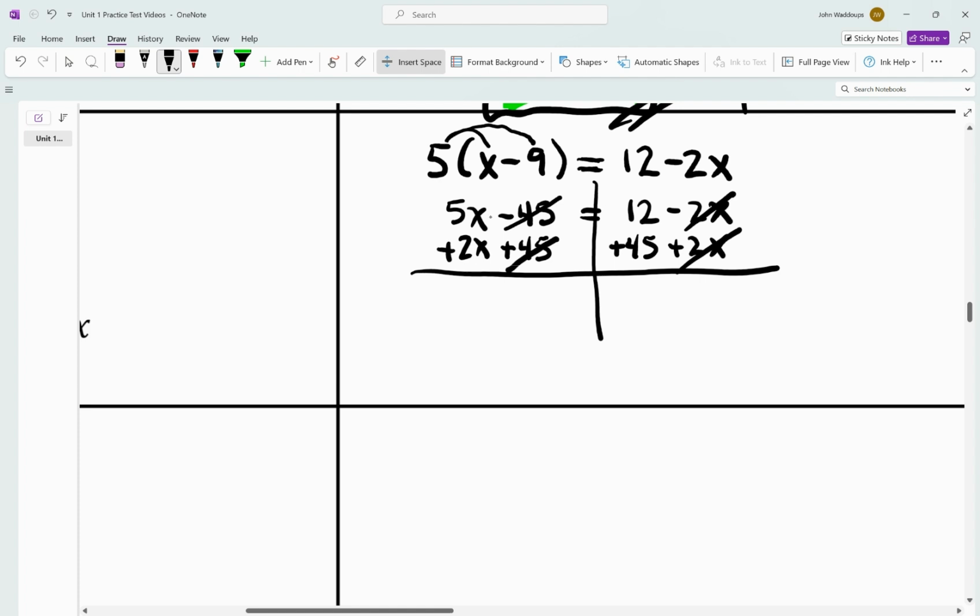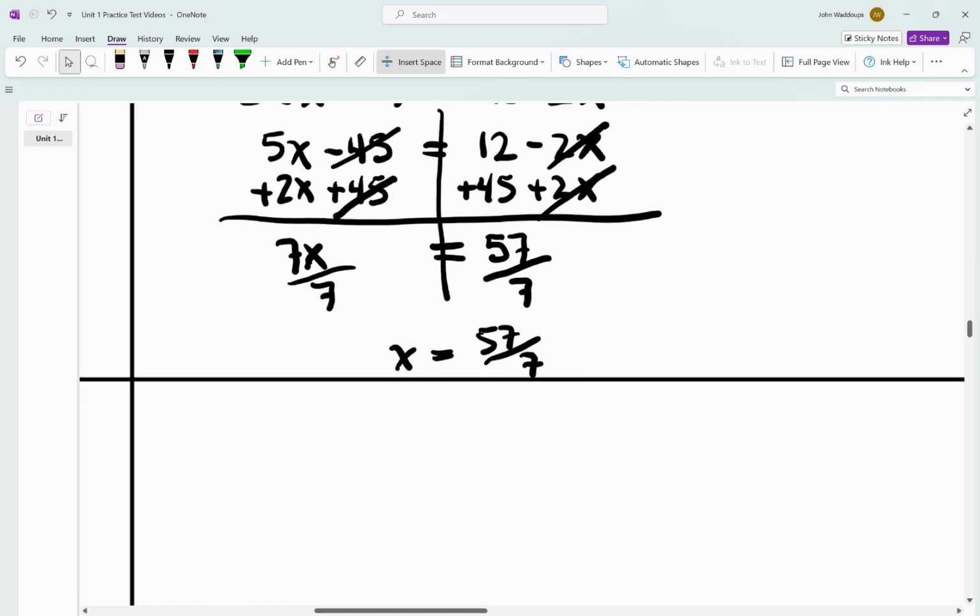So then I'm left with 5x plus 2x is 7x. And this is equal to 12 plus 45, that'd be 57. Now I just want to get the x alone. Because it's being multiplied by 7, I'm going to divide both sides by 7. And then x is equal to 57 sevenths.